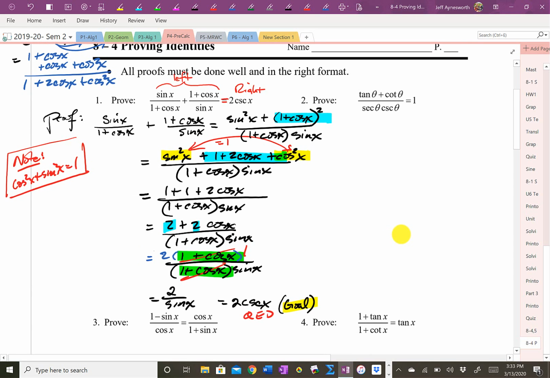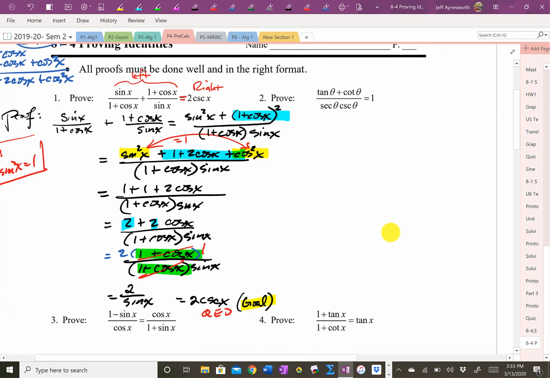All right, let's try another one. Number 2: tangent of theta plus cotangent theta, divided by secant theta times cosecant theta. And we have to show that's actually equal to 1. Holy cow. All right, so here's my proof.